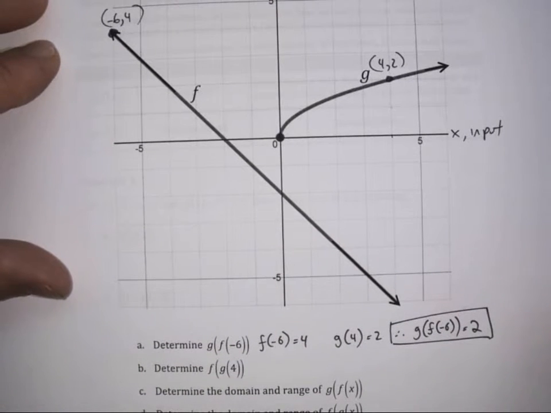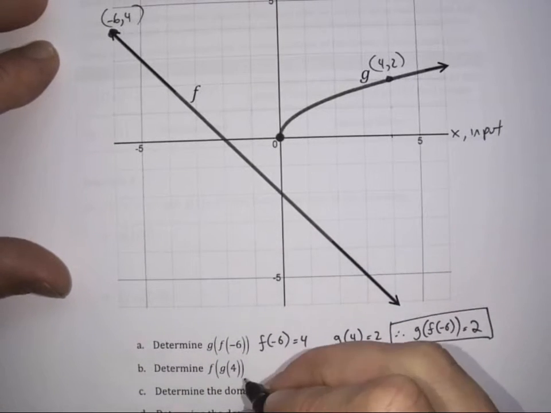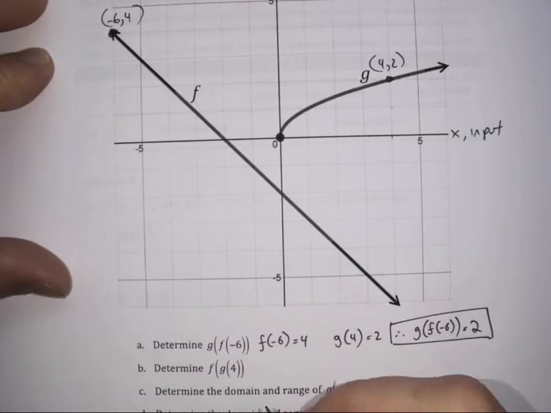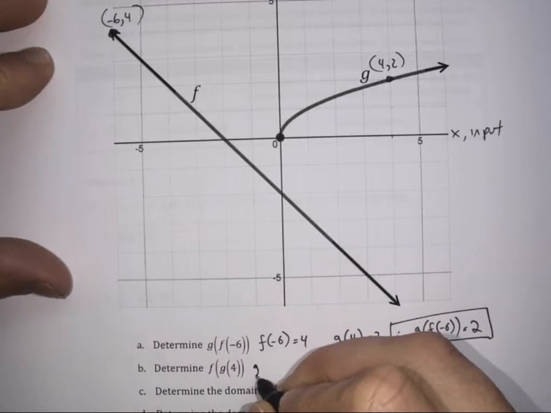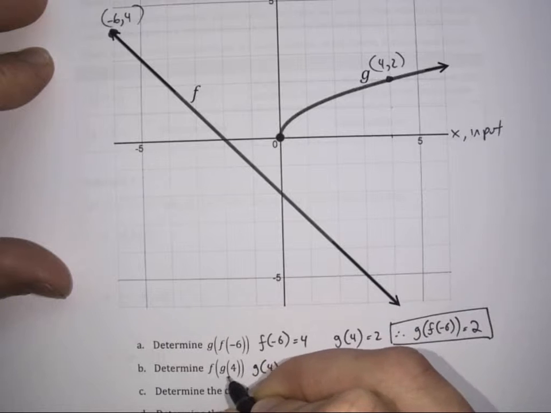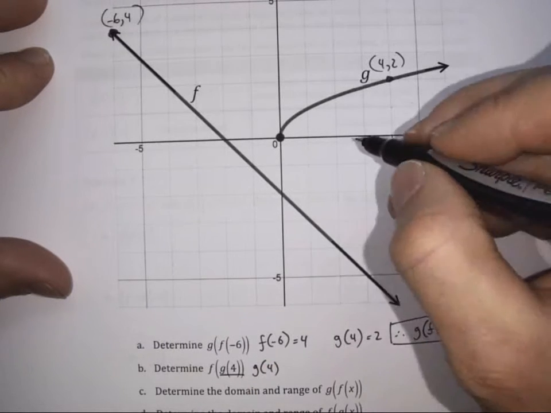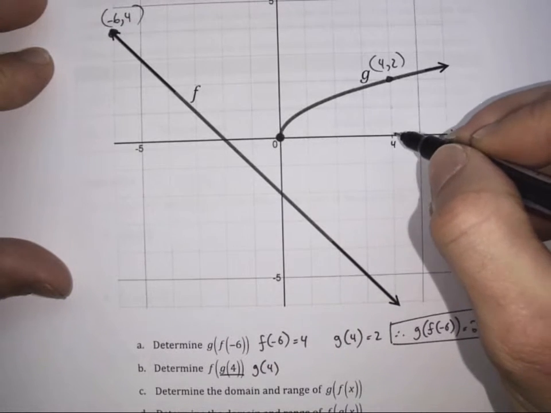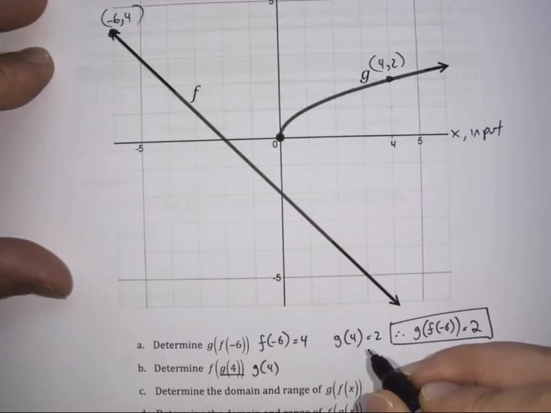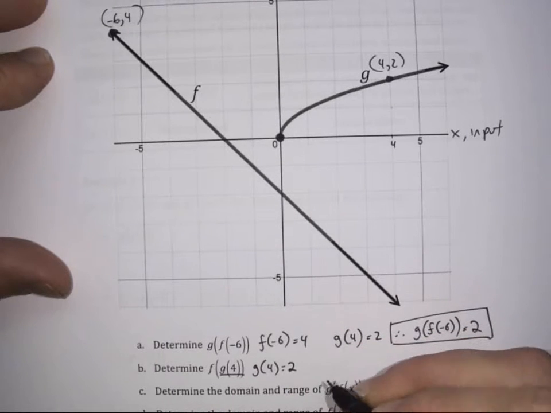Kind of starts to feel like an elaborate shell game after a while. All right, so now we've got to find f of g of 4. We start on the inside and work out. So 1, 2, 3, 4 here, and we already found that g of 4 was 2.